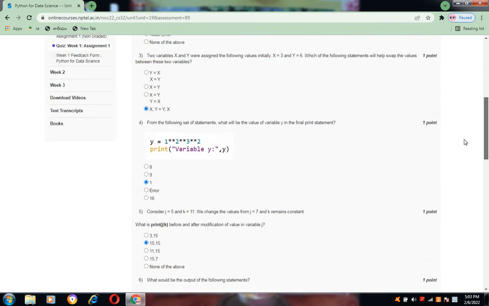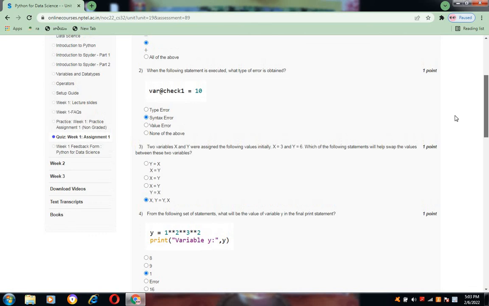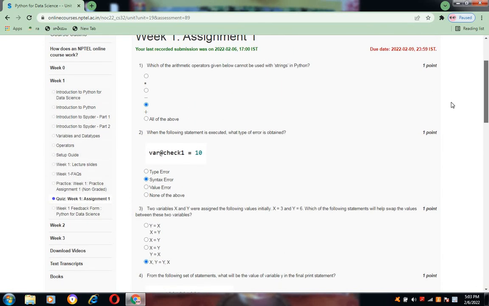And coming to the third one, it is x, y is equal to y, x. And coming to the second one, it is actually syntax error. And coming to the first one, the answer is plus. Okay, so this is the week 1 assignment.